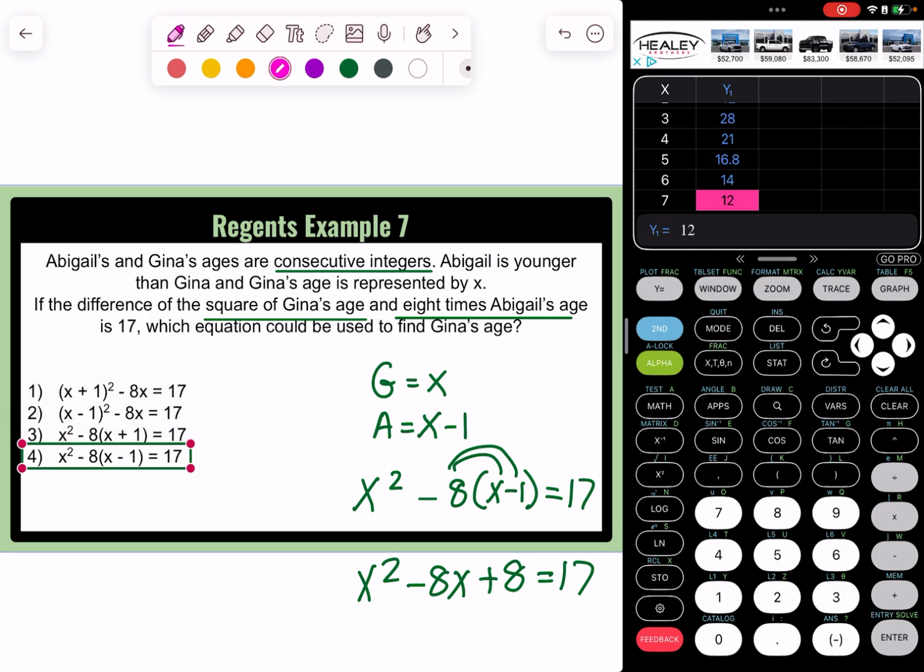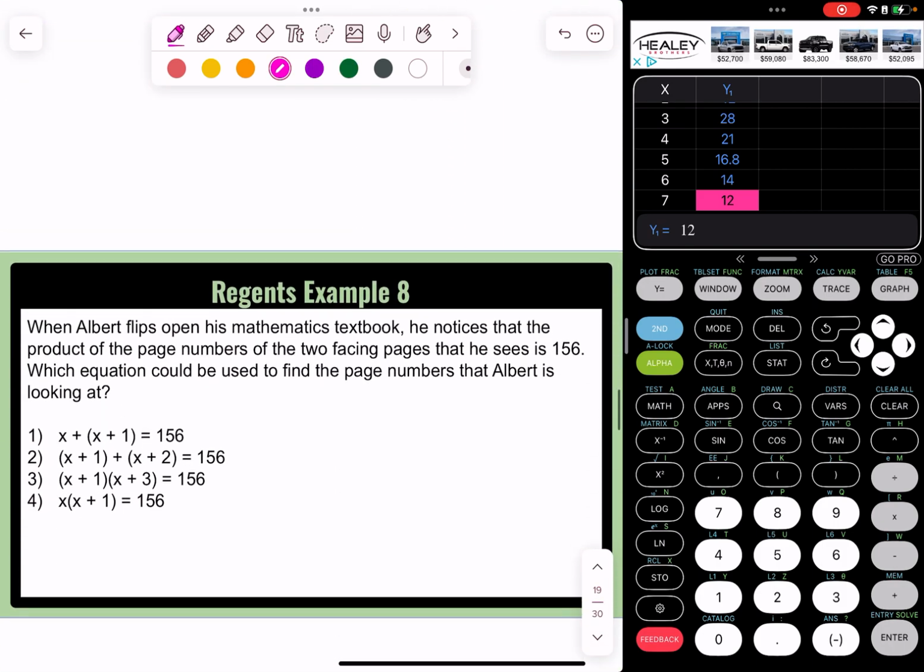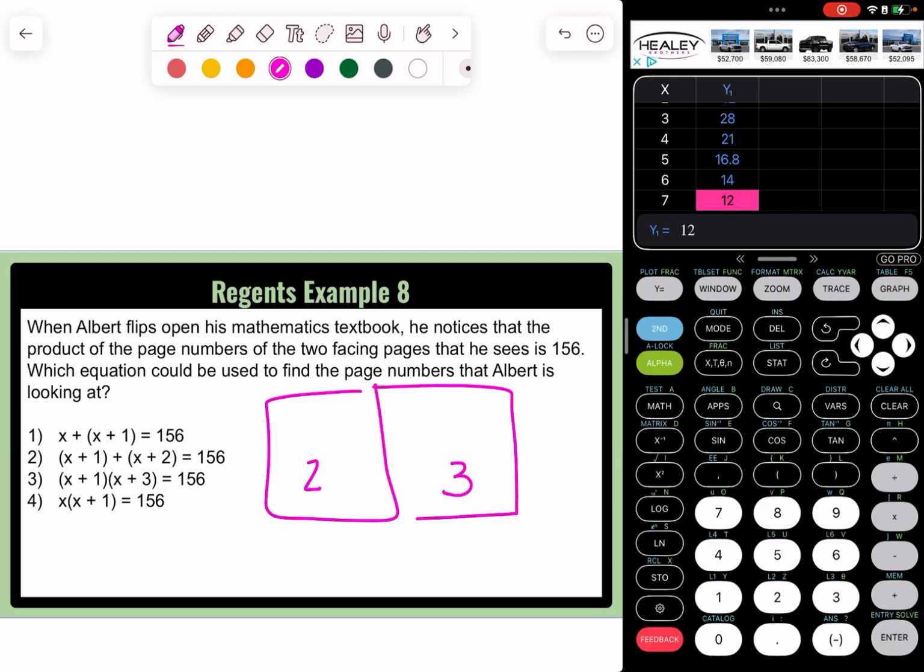All right, let's look at the next equation. When Albert flips open his mathematics textbook, he notices that the product of the page numbers of 2 facing pages. So think about it. When you're facing pages, it would be like this is page 2 and this is page 3, if they're facing each other. So that would be like x and x plus 1. Albert sees that the product of the pages is 156. So the product of x and x plus 1 is 156. Product means to multiply, so our answer would be choice 4.